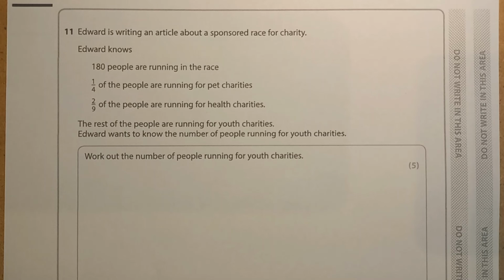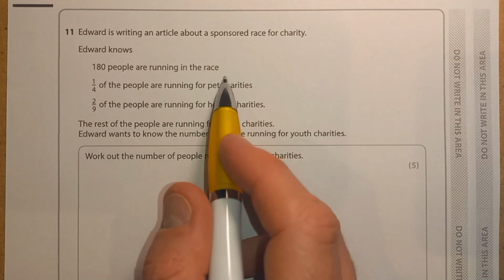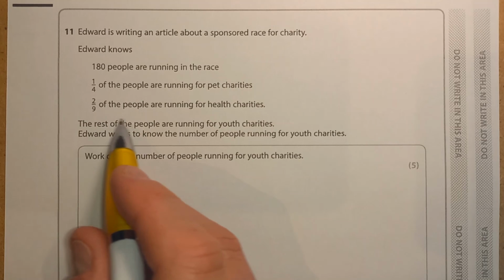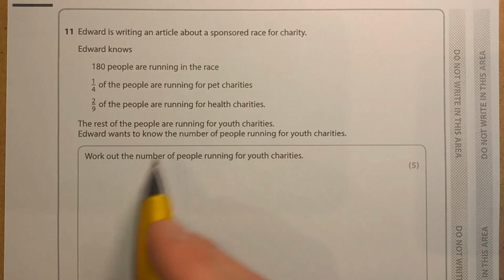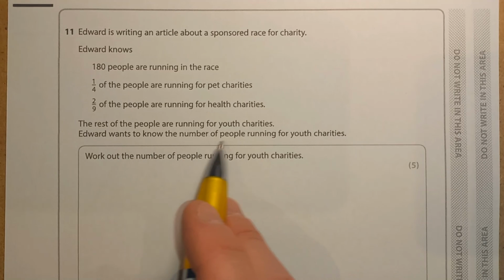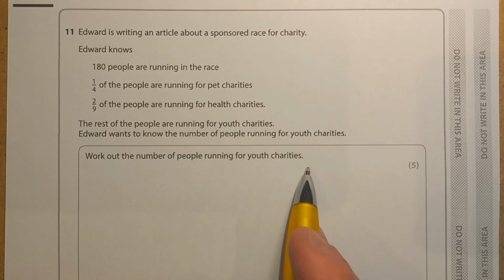Edward is writing an article about a sponsored race for charity. Edward knows 180 people are running in the race. A quarter of the people are running for pet charities. 2/9 of the people are running for health charities. The rest of the people are running for youth charities. Edward wants to know the number of people running for youth charities. Work out the number of people running for youth charities.